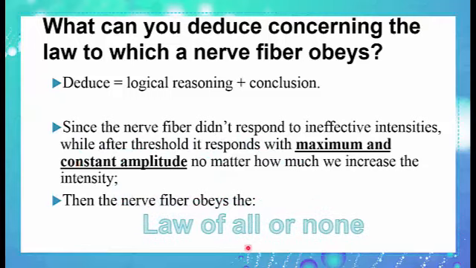All or none. We have two options. Either we have a response or we have no response. We don't have an option in between. We have no response if the intensity was ineffective, or we have a response with constant amplitude if the intensity was effective.